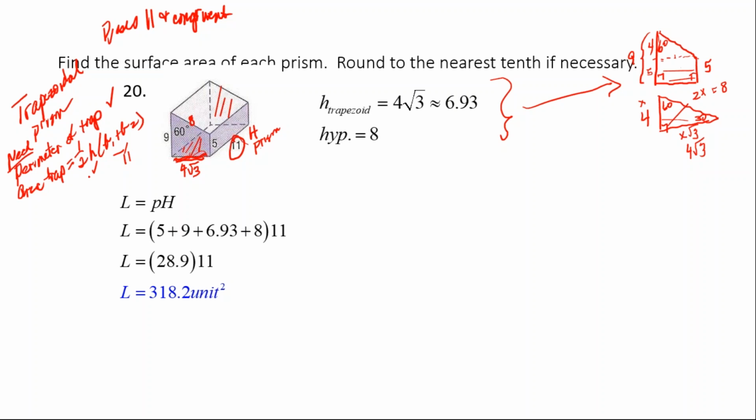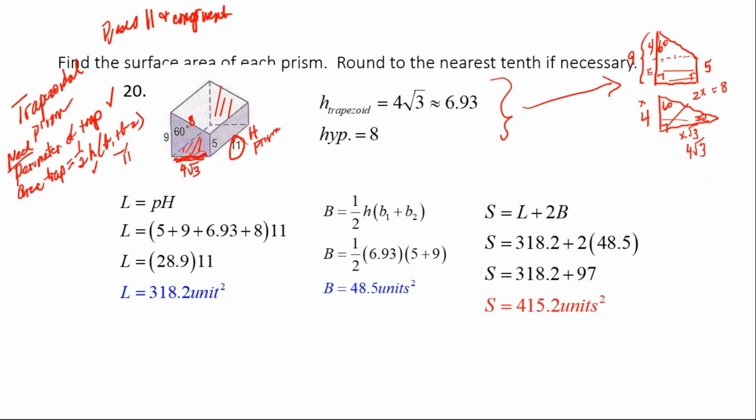And to find the area of the trapezoid, there's the area of the trapezoid, which is my B. B means the area of the prism, base of the prism. And putting those together.